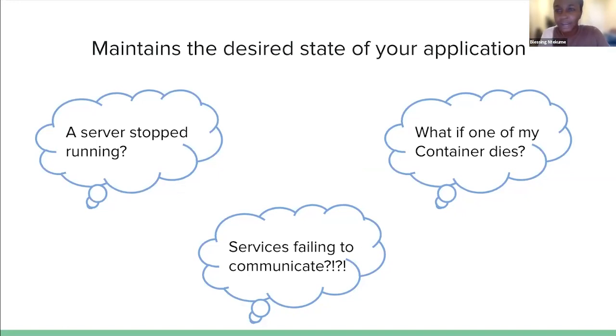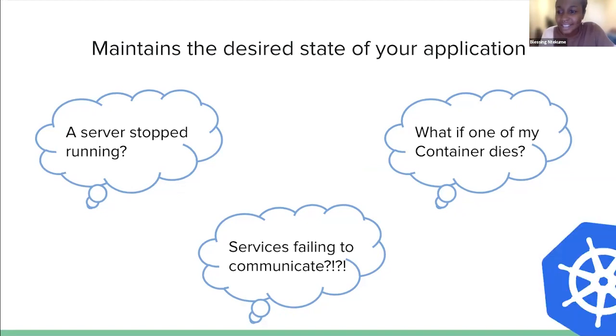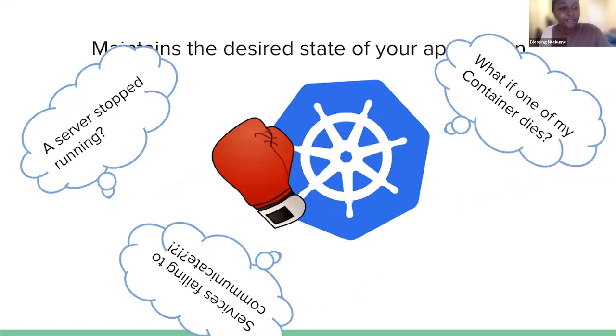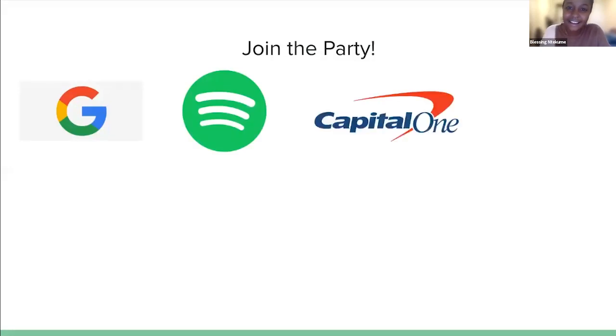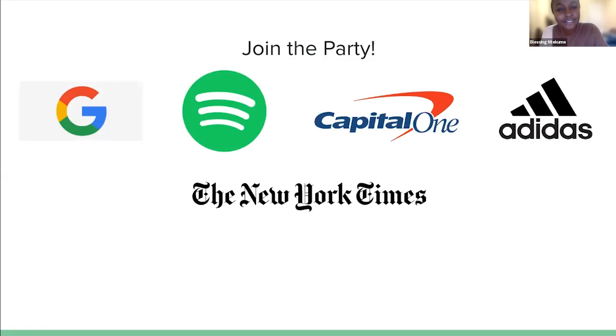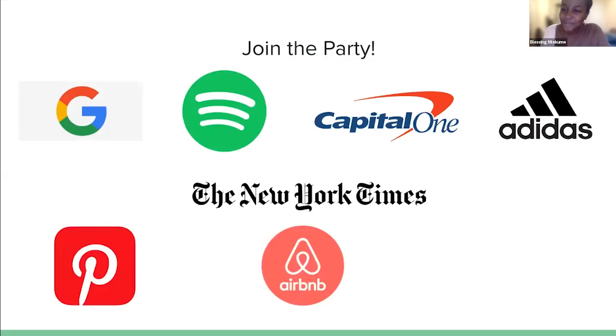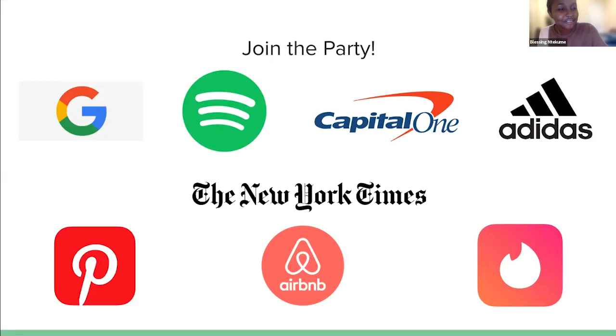So you don't need to run around managing each one of your containers and worrying, because that's essentially what Kubernetes was built to do. In addition, you can just hop on the bandwagon because there's a lot of companies already using this technology. Google, because they created it. We have Spotify, Capital One, Adidas, New York Times, Pinterest, Airbnb, even Tinder has shifted in the last decade to not only containerizing their applications, but orchestrating these containers with the help of Kubernetes.